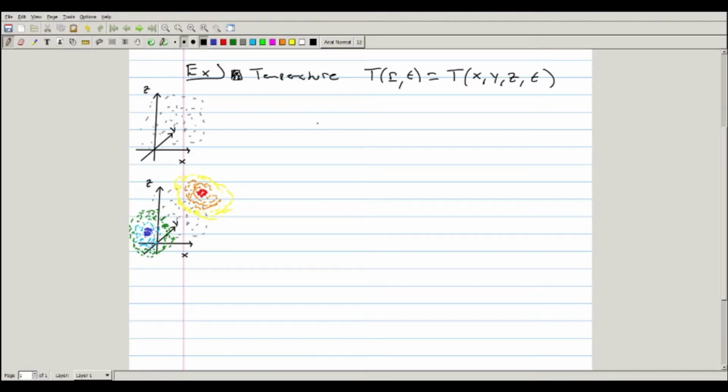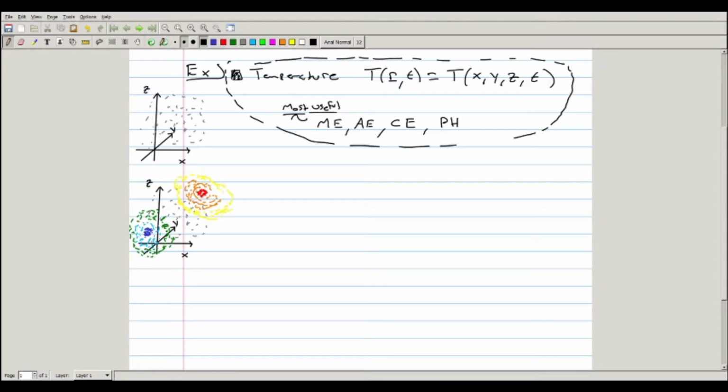Applications of this abound, but it's probably going to be most useful in the realm of mechanical engineering, aerospace engineering, civil engineering, and in various physical problems you might study as well, so in physics. So this is an example of what's called a scalar field.